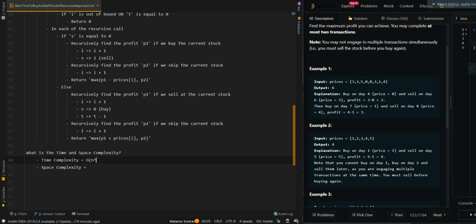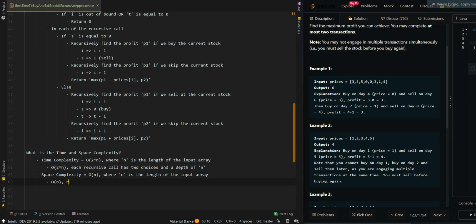The time complexity is O(2^n), where n is the length of the input array, because each recursive call has 2 choices and a depth of n. And our space complexity is equal to O(n). This is our recursive call stack memory.